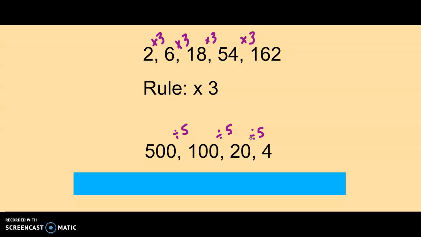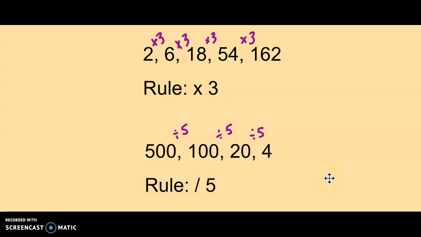So then when I look at this, it's consistently dividing by 5. So our rule is divide by 5. And look, I have that fancy division sign in here, that algebra division sign. So we are dividing by 5 for that simple pattern. It's a simple pattern because each time the same thing is happening and it's just one operation.